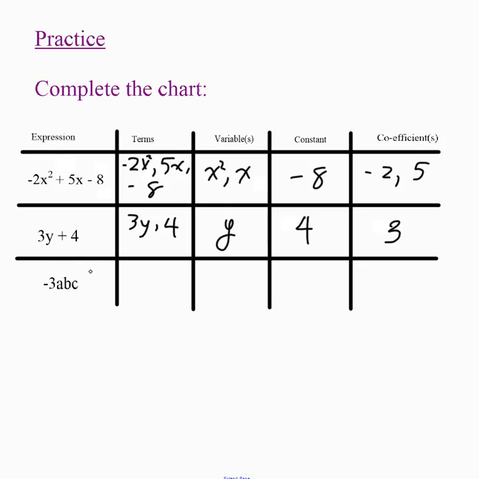In this one, be careful. Even though there's 3 letters, there's actually only one term. The term is -3abc. The variables are a, b, and c. In this case, there is no constant, so you either put in x, or put 0, or put none. Any of those would be acceptable. Don't leave it blank. If you leave it blank, I'm going to think you didn't know. And then the coefficient would be -3. So check to see if you got those correct.